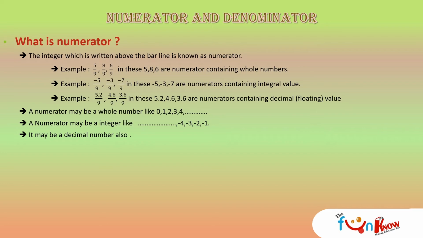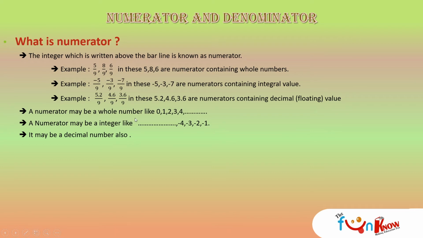Remember students, if there is a fraction, then the upper value will be the numerator. As in this case, minus 5, minus 3, minus 7 are numerators. In this case, 5.2, 4.6, 3.6 will be numerators. So here students, what do you understand? Why have they given three examples? It says that a numerator can be a whole number, a numerator can be an integer which contains a negative sign also, and a numerator can be a decimal number also, that means it can contain a point also.